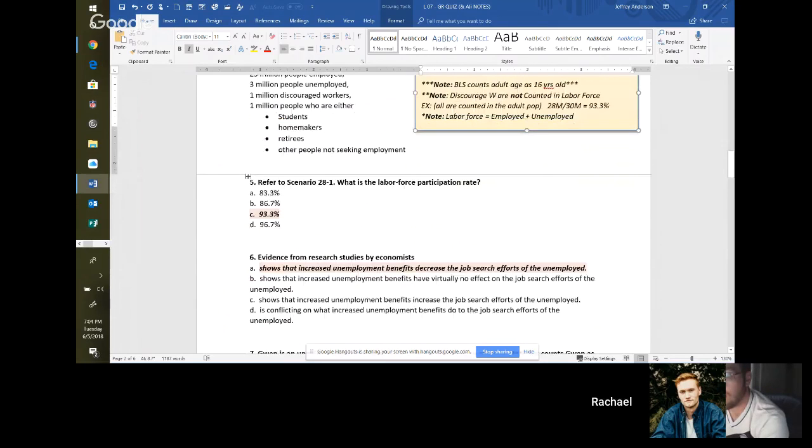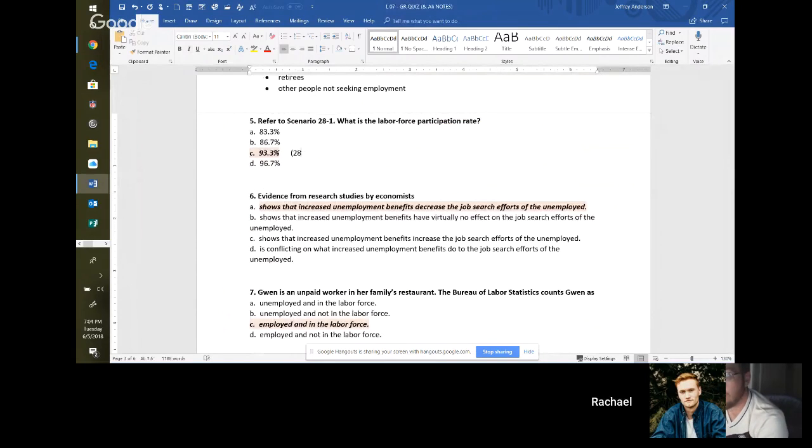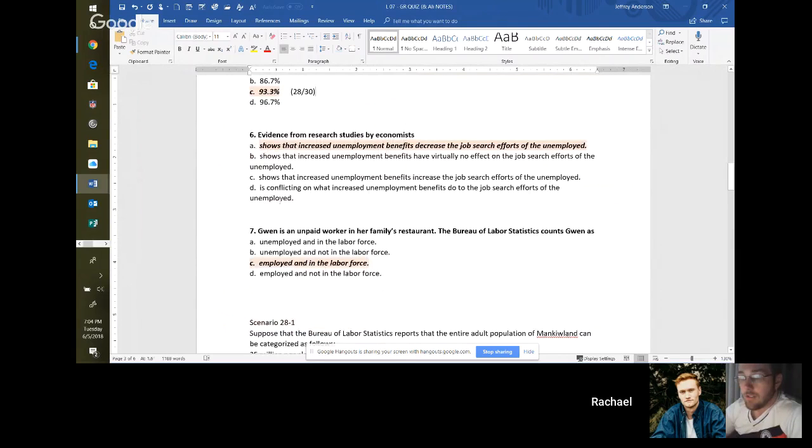All right. So, question 6. Evidence from research studies by economists blank. So that increased unemployment benefits decrease the job search. So evidence from research studies by economists showed that increased unemployment benefits decrease job search efforts. Yeah, that makes sense. Because they're getting an income, so there's no incentive to find a job. Yeah, makes sense.